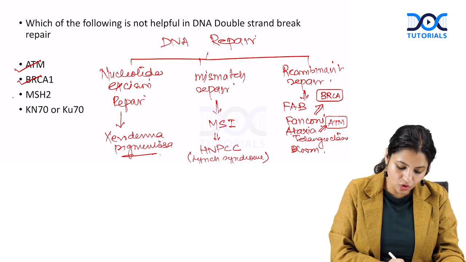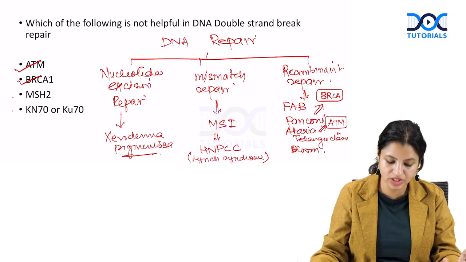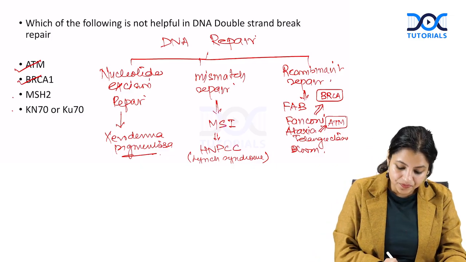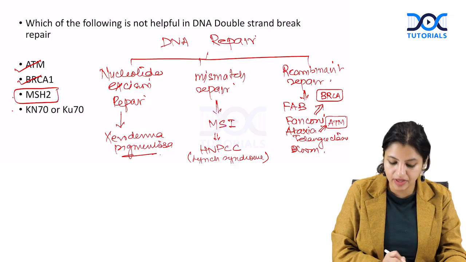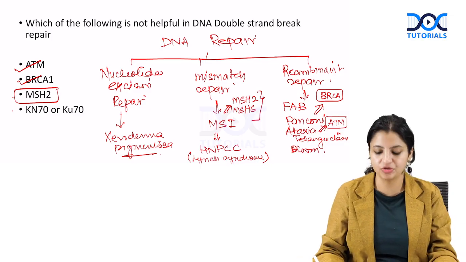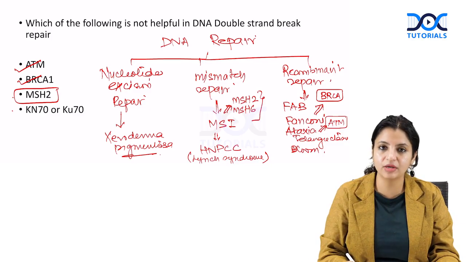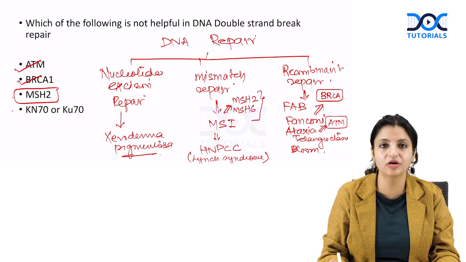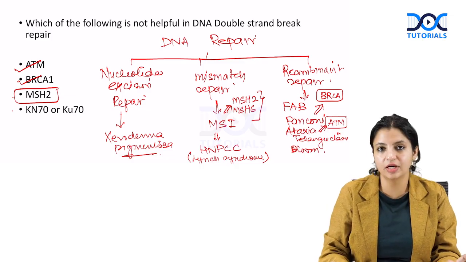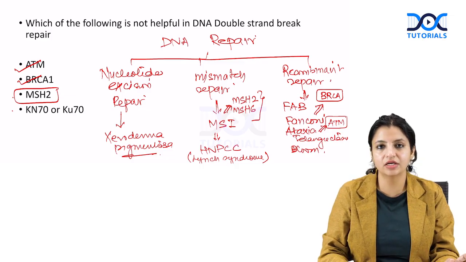Now we are left with two options, okay, MSH2 and Q70 or KU70. Now we are in doubt, but we know very particularly that microsatellite repair genes are basically your MSH genes. Okay, so MSH2 or MSH6, these are your microsatellite repair or mismatch repair genes. These genes are very important mismatch repair mechanisms. Okay, and they are not involving double-stranded DNA repair.